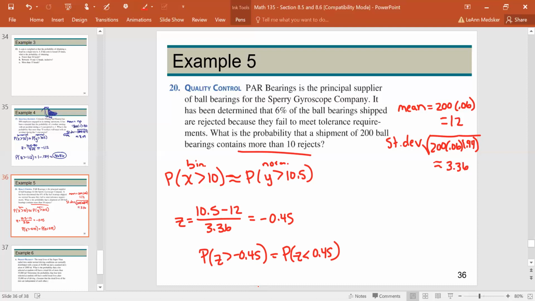So 0.45 is 0.6736. So there's a 67.36% chance that their shipment of 200 balls will contain more than 10 rejected ones for the ball bearings.